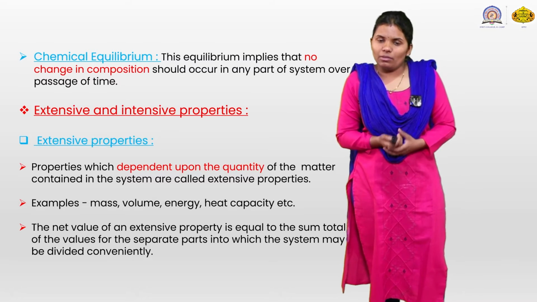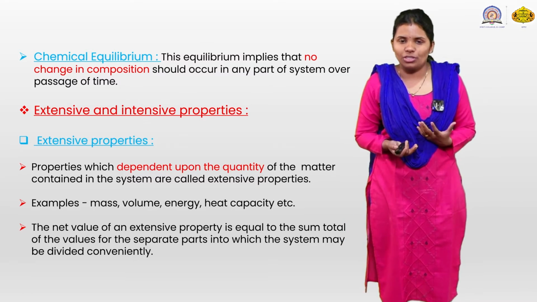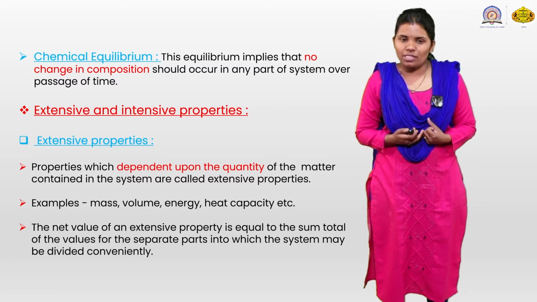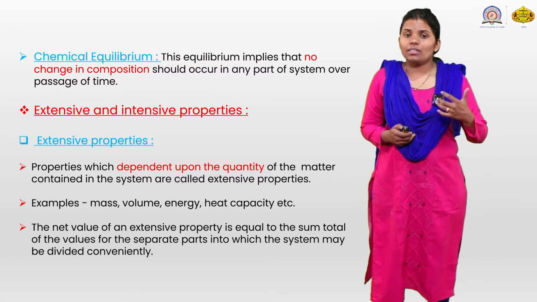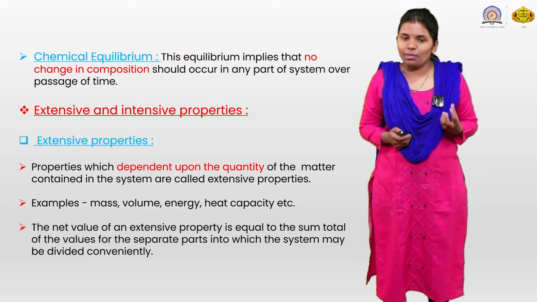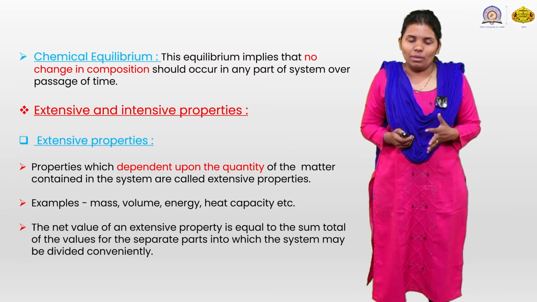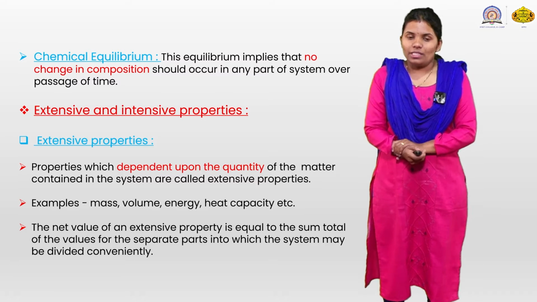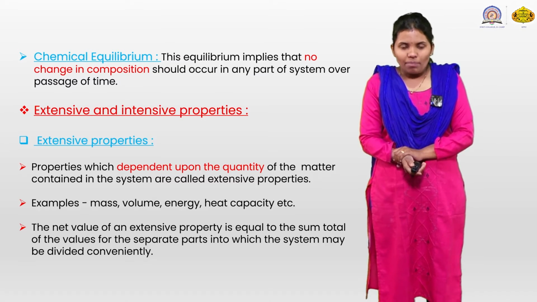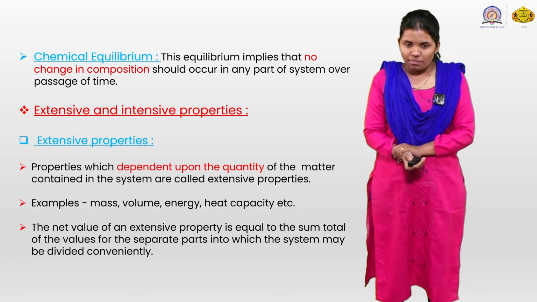Next is chemical equilibrium. This equilibrium implies that no change in composition occurs in any part of a system over the passage of time. Composition here means the number of moles. There is no change in the composition or number of moles, and this is called chemical equilibrium. So, these are the three types of equilibrium: thermal equilibrium, mechanical equilibrium and chemical equilibrium.